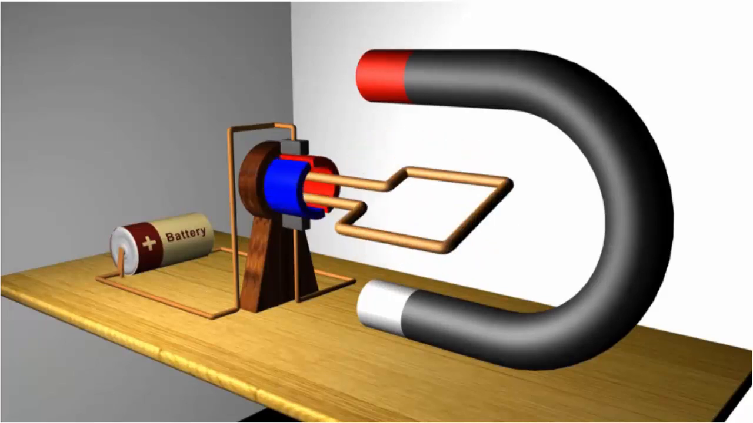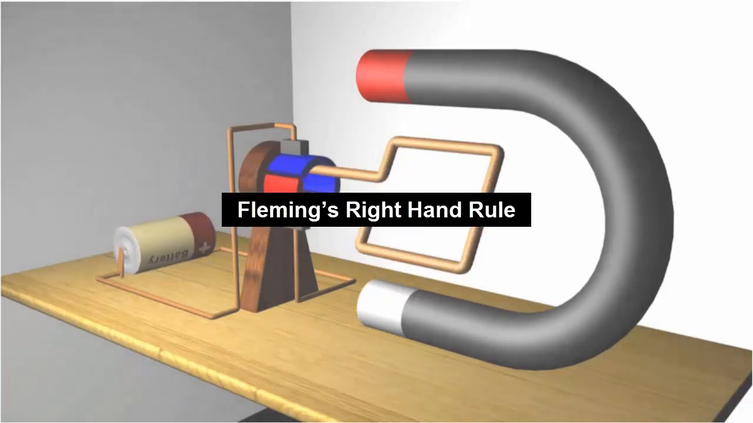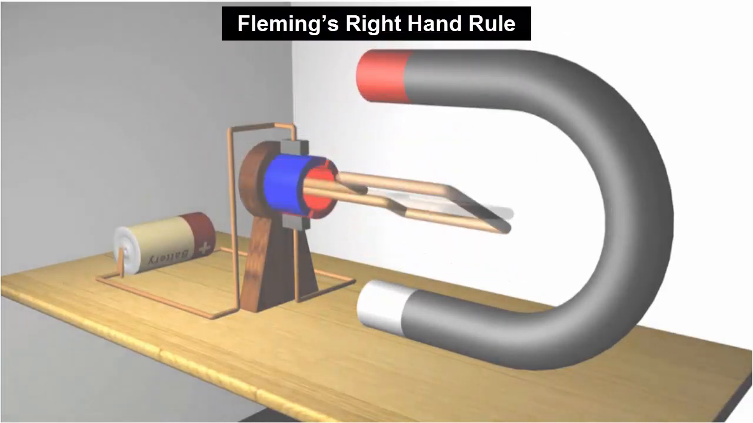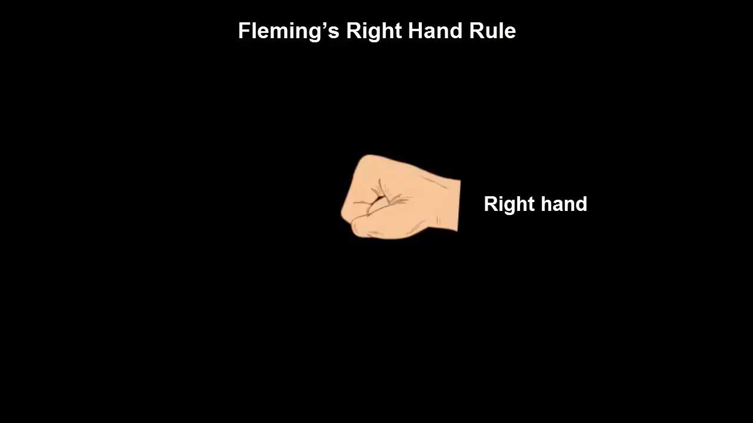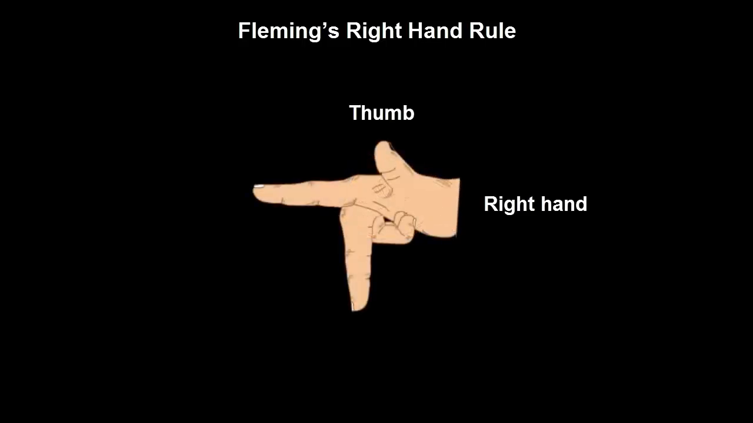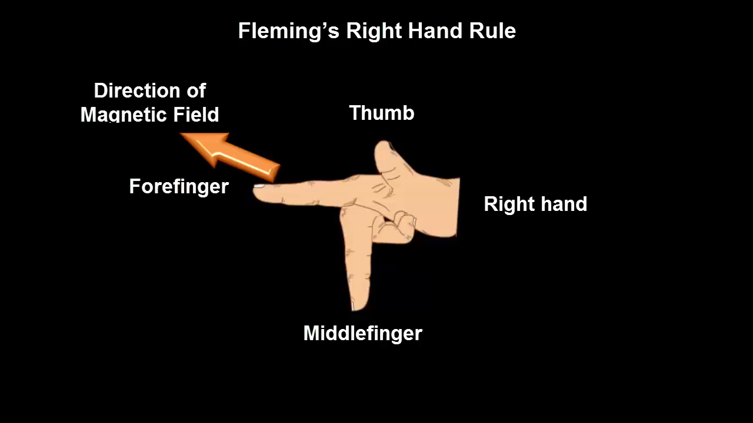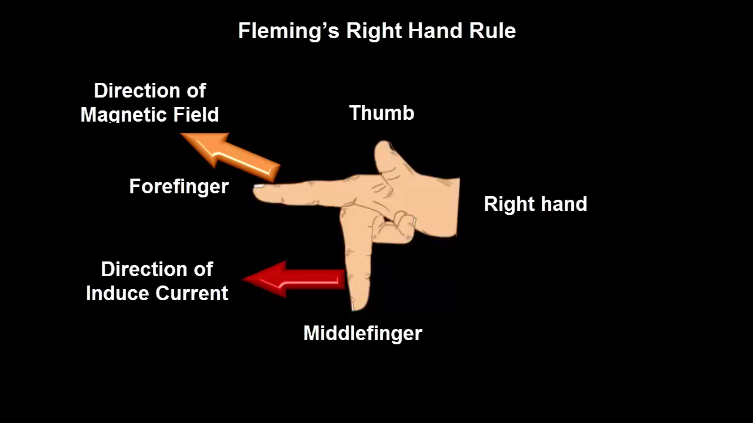The direction of the induced current in the conductor can be determined by Fleming's right-hand rule. According to Fleming's right-hand rule, if the thumb, forefinger, and middle finger of the right hand are stretched to be perpendicular to each other, and if the forefinger represents the direction of magnetic field, the middle finger represents the direction of induced current, then the thumb will represent the movement of conductor.